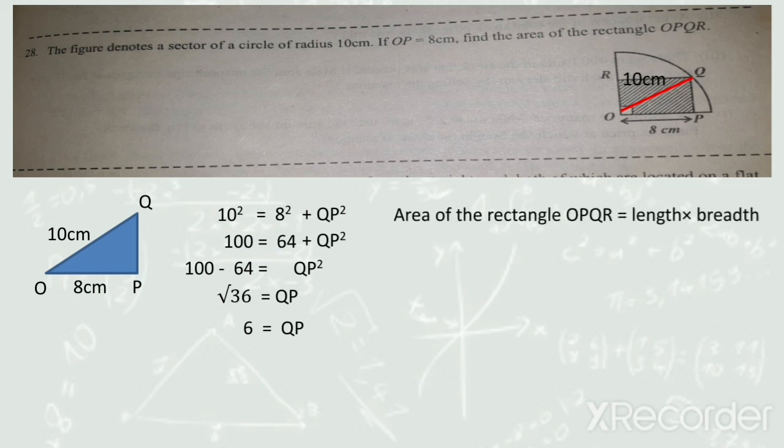Now you can easily find out the area of the rectangle OPQR, that is length into breadth. Now you know length and breadth. Length means 8, breadth means 6. That means 48 square centimeters, as we did before. If you are able to pause this video and find this answer by yourself, that means you are able to do 2011 O level first paper question number 28.